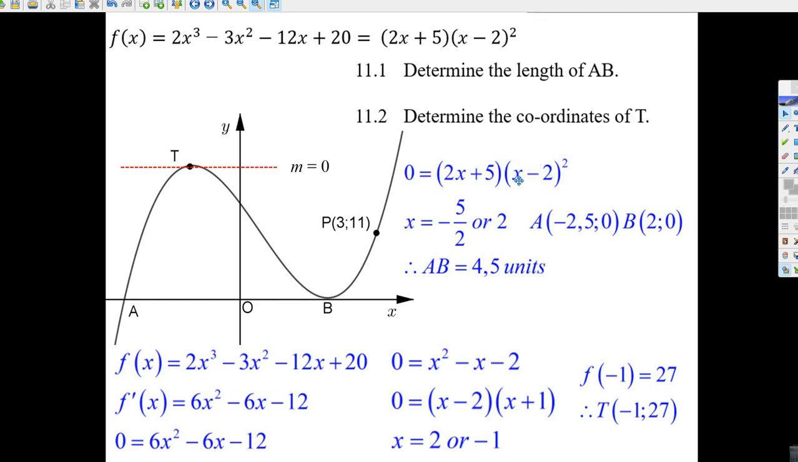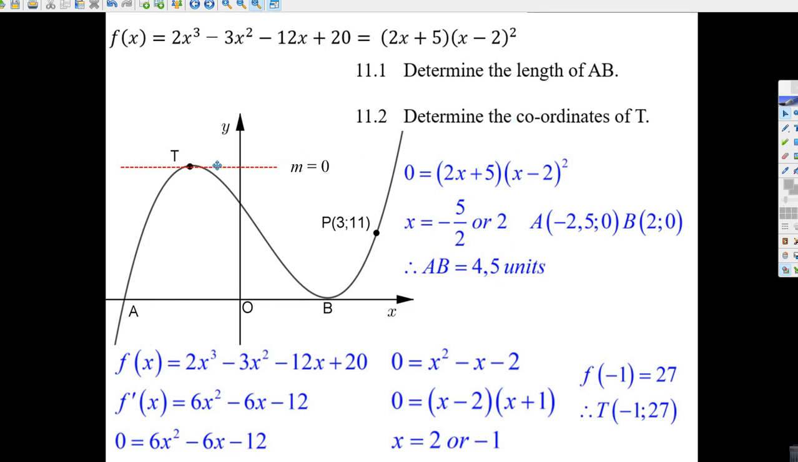2 minus 2 will be 0. So one of my answers, in fact for B, is 2 and 0. The other one, you make this equal 0 and you solve it, but the answer is always this number over this number and change the sign. 5 over 2, it's minus 5 halves. That's minus 2 and a half on the left. That's 2 on the right. The distance from A to B must be 4 and a half. 2 and a half on the left, 2 on the right. You could use the distance formula, but you'll get the same answer.